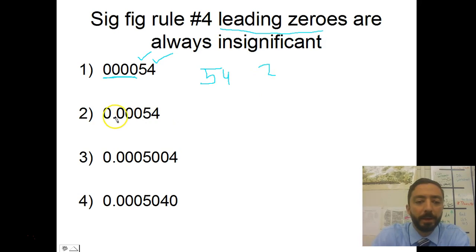If we put a decimal place there, this rule does not have an exception. So because they're still to the left of our 2 non-zeros, all of these zeros are also insignificant.